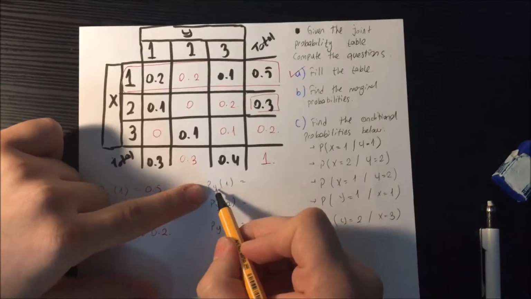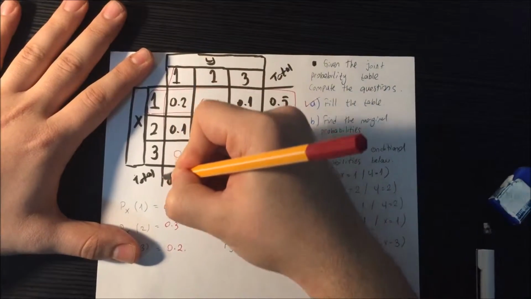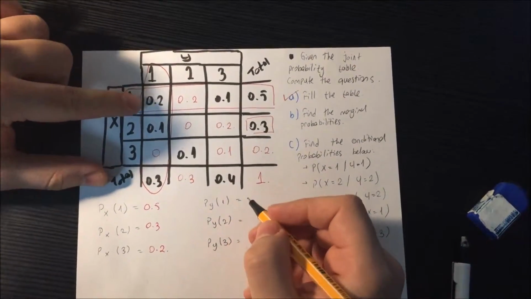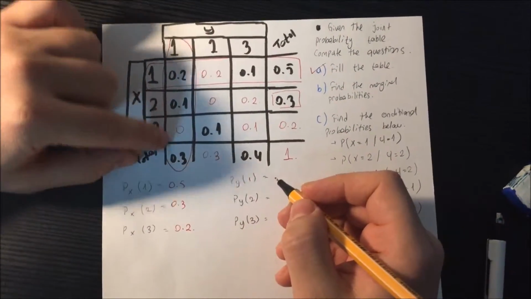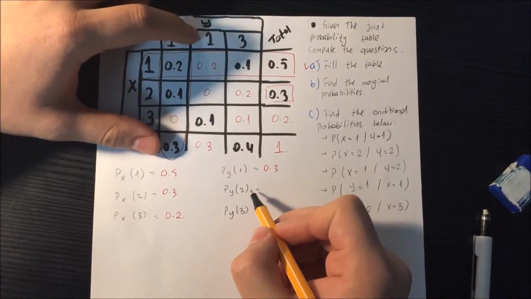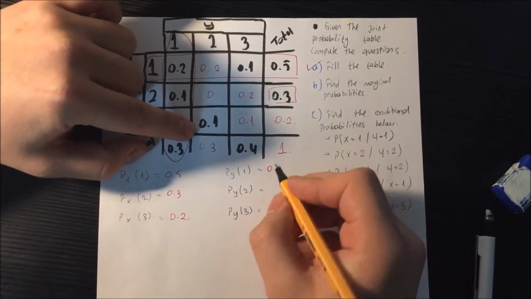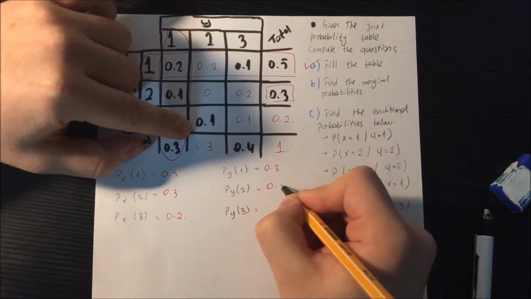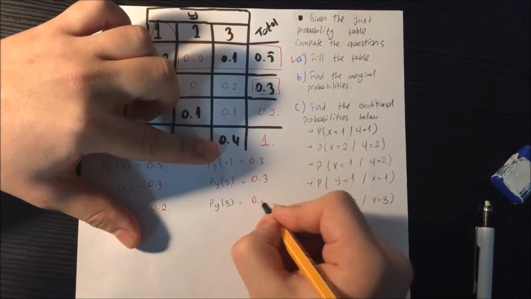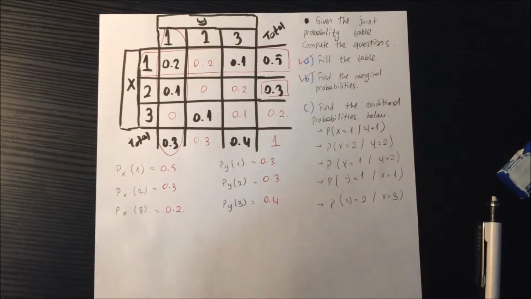And when we look at Py1, it asks us this column actually, and our answer will be 0.2 plus 0.1, and it's equal to 0.3, and Py2 is equal to 0.2 plus 0 plus 0.1, and it equals 0.3, and the last one, Py3, is 0.4, and this one is also done.